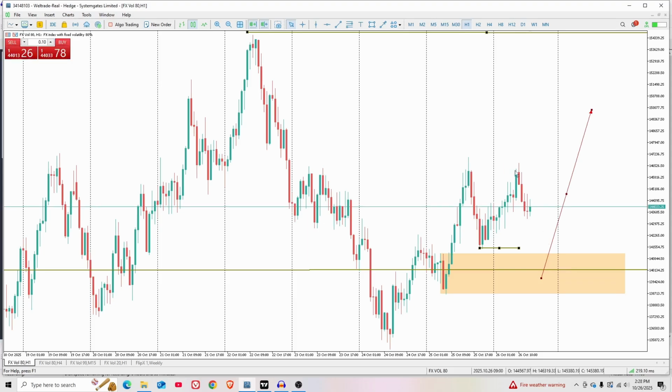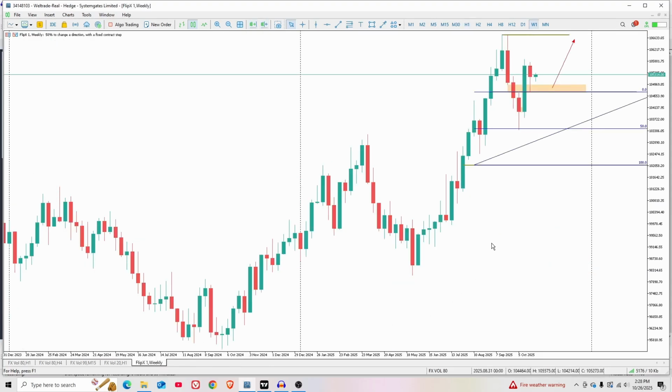So with that being said, last week I also looked into FlipX 1, and I said to you guys that the market needs to come to this inverted fair value gap. Then from there the market should move higher, and that is what happened. The market tapped into this inverted fair value gap and it filled it completely, and then the market rejected.